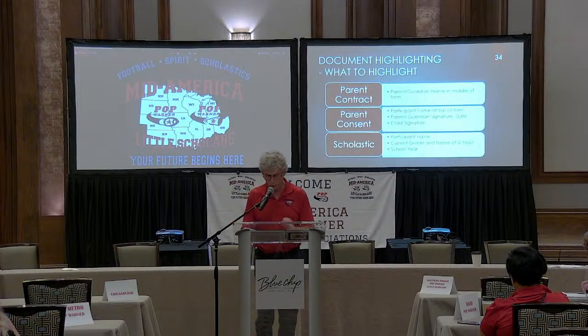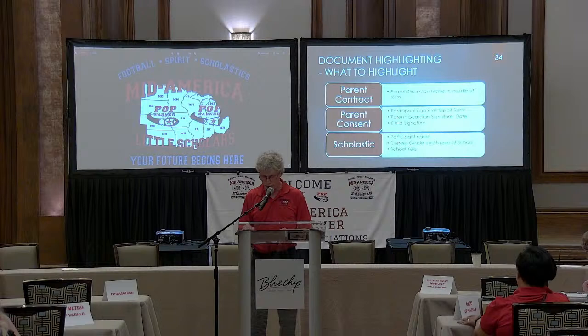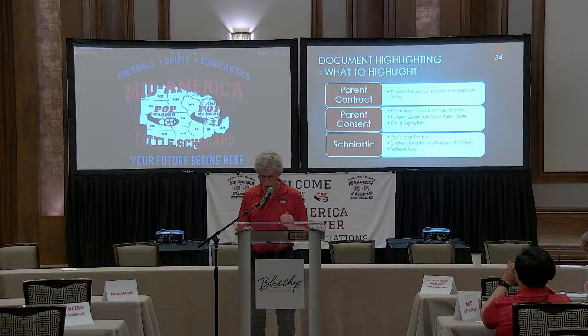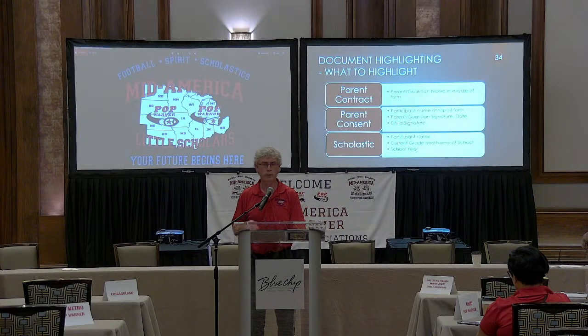Participant name at the top of the form, and I think we just talked about this, parent guardian signature, date, child signature if they can sign it. On the scholastic part of it, the participant name, the current grade and name of school, and the school year. Those have to be highlighted, because when Patty looks at the report cards, she wants to know all that information. She needs it, and so do we.